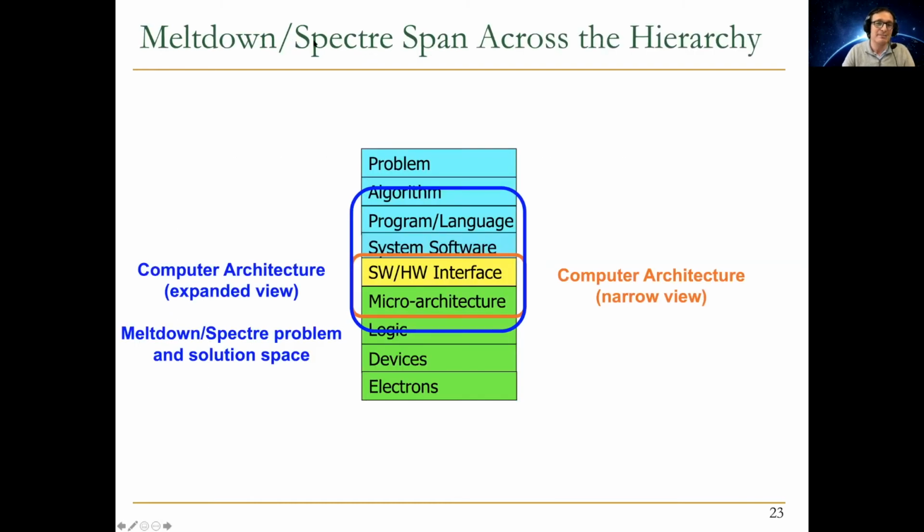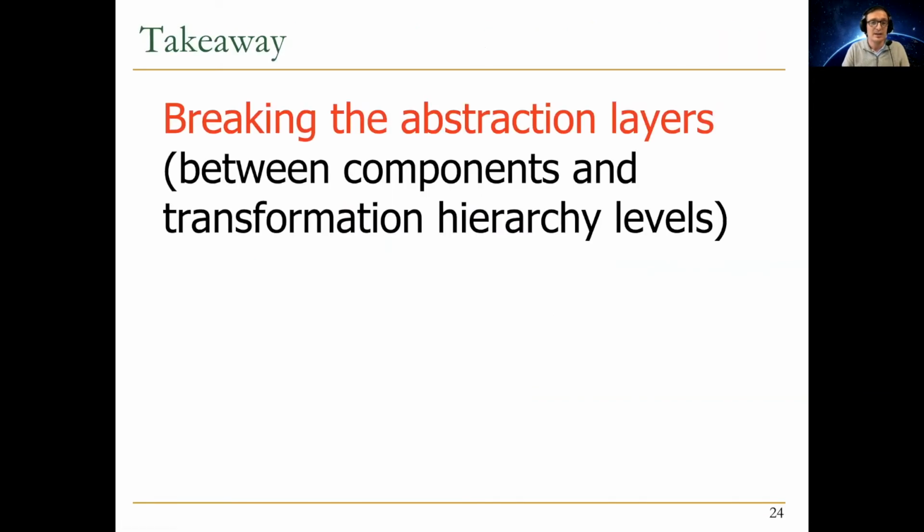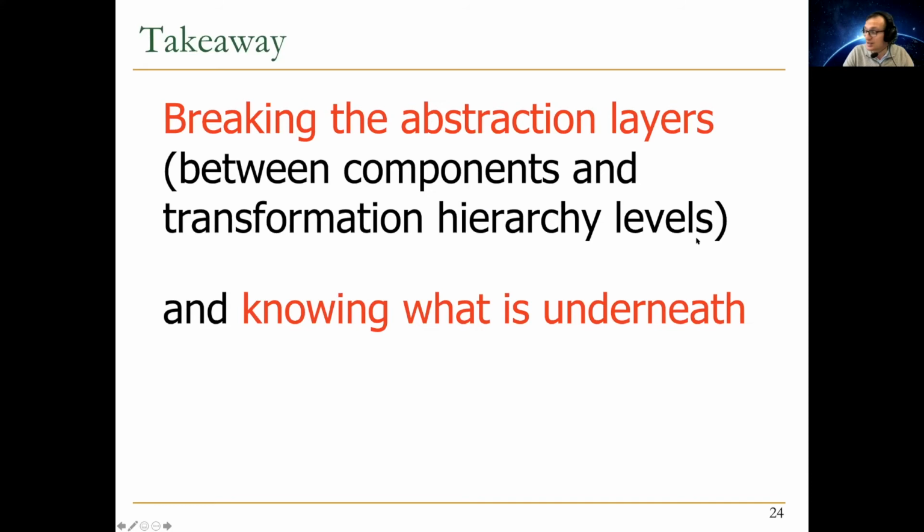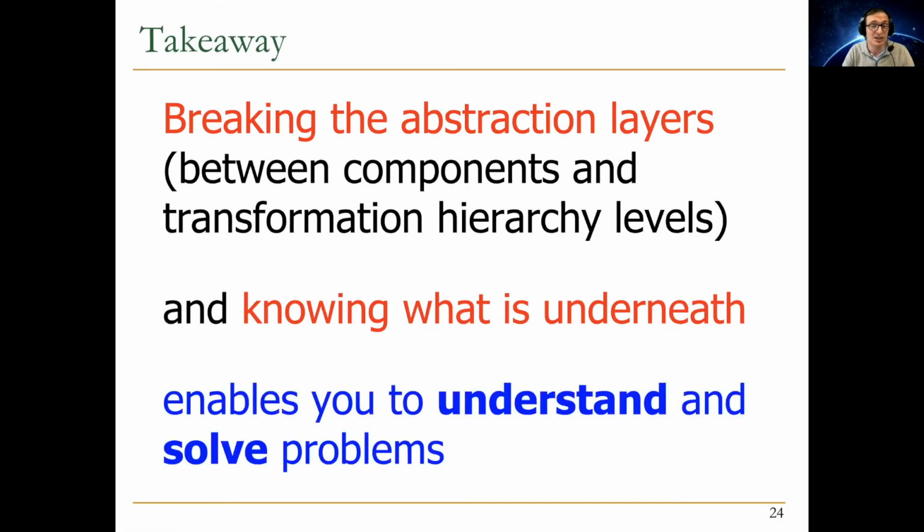Okay, so basically, Meltdown and Spectre span across the hierarchy, in my opinion. Some of the solutions can be programming solutions, for example, as one of you mentioned, that gets compiled by the compiler. So we really need to look at the solution space from algorithms to logic. And if we just look at the computer architecture, take the narrow view, I don't think the solution, we're basically restricting the solution space. And the takeaway over here is, I think, breaking the abstraction layers between components and transformation hierarchy levels and knowing what is underneath enables you to understand and solve problems. And this is a critical problem for hardware security.